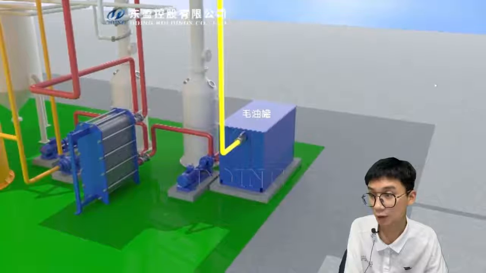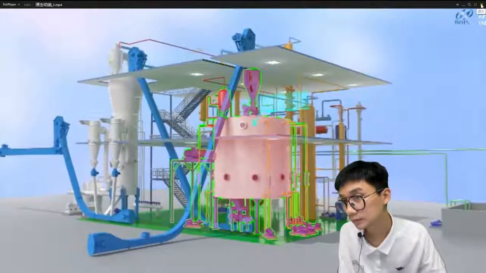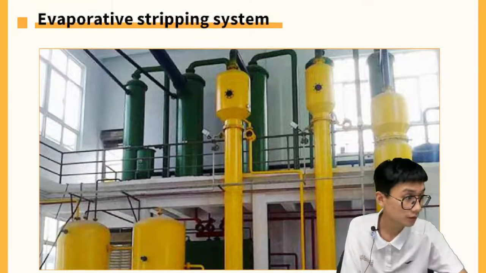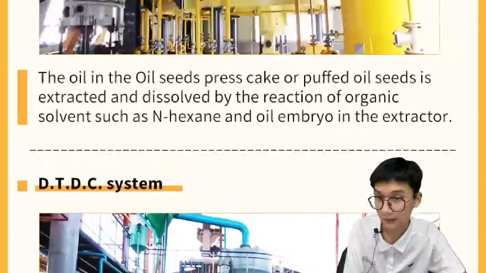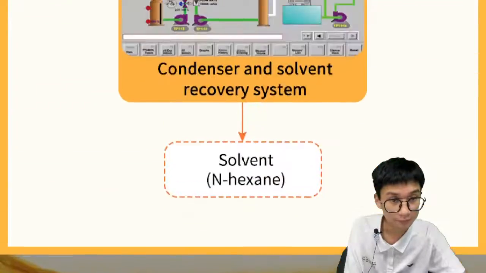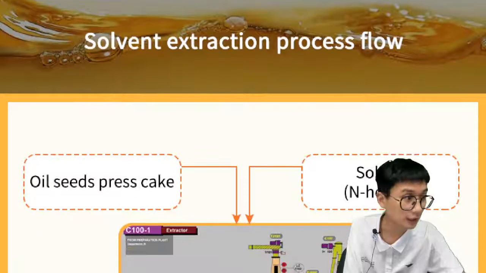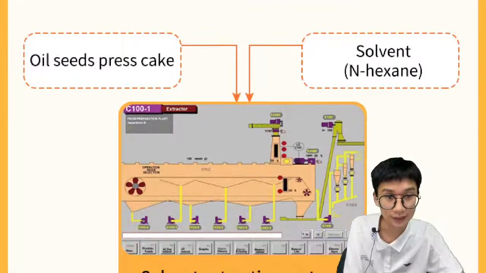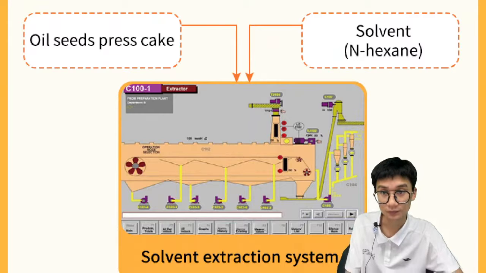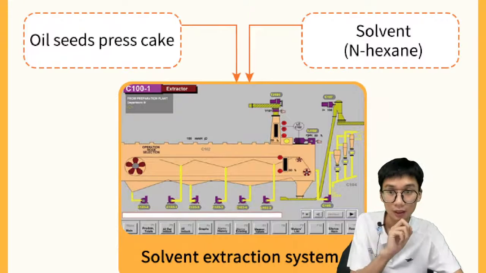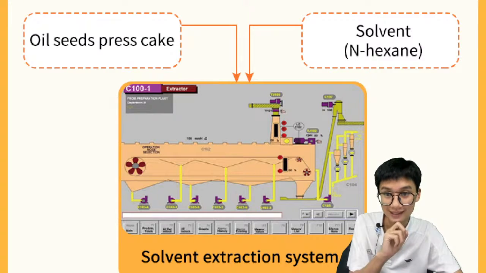And this is the final oil tank. So let's go up from the beginning and show you about our company and what kind of machines we can provide, we can produce. First, you can put the oil seeds press cake into the solvent extraction system.